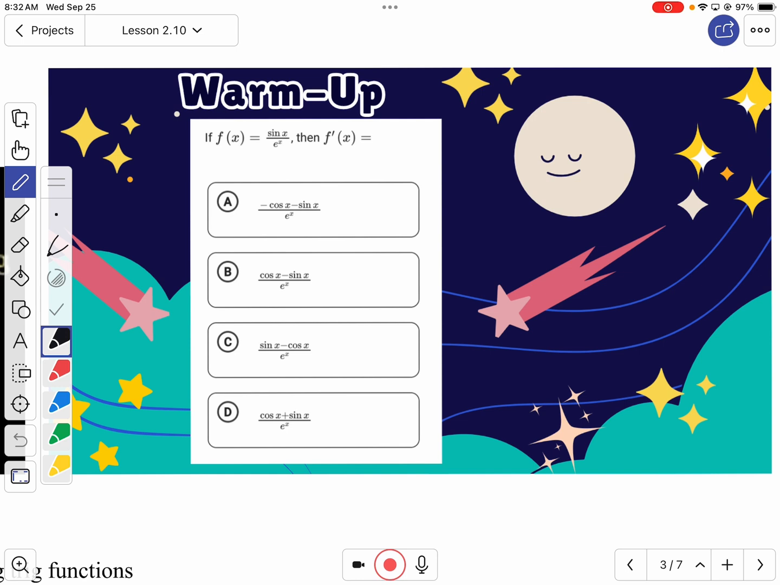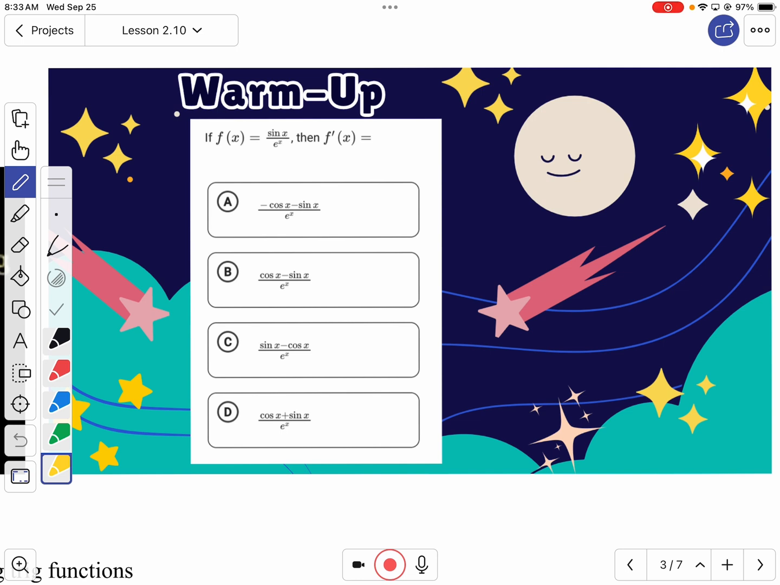Okay, so let's go back and look at our warm-up real fast. All right, so it's a quotient rule. It is multiple choice. Pulled that from AP Classroom, just something you could see there, to practice. Okay, so let's give it a shot. Sine of x over e to the x. They want me to find f prime.